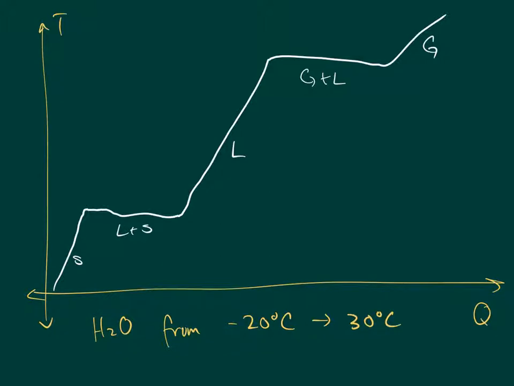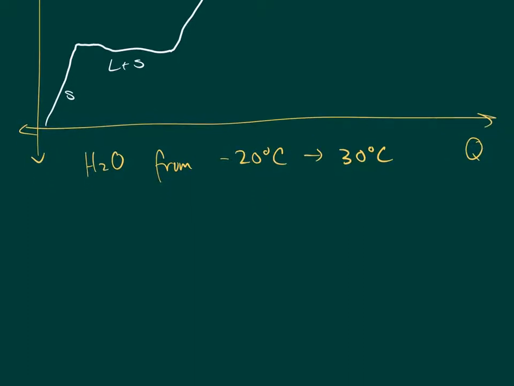So from negative 20 to 30, let's go through this. As you said, from negative 20 all the way to 0, we have a temperature change. At 0, we have a phase change. And then from 0 to 30, a temperature change.